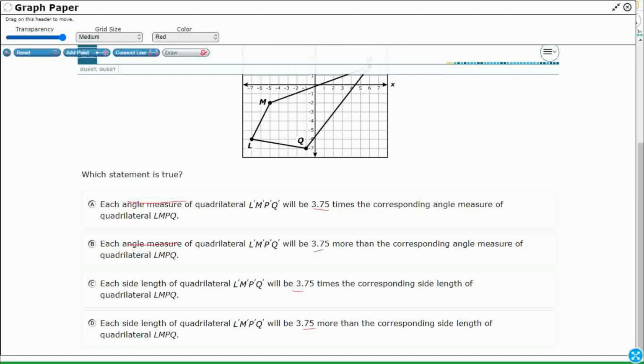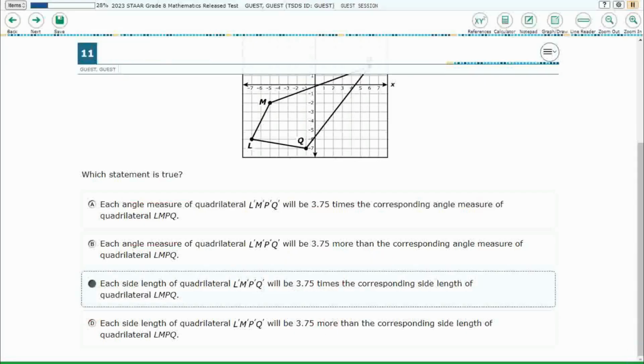But take a look at this. 3.75 times, that's what I did, versus 3.75 more. That means it's going to be x plus 3.75 and then y plus 3.75. That's what that 3.75 more means. And that's not what we're looking for. We're wanting to multiply it, right? It's 3.75 times x, 3.75 times y, which is the rule they gave us at the very top. That's what that C is. So C is our correct answer, but let's see how we did across the state of Texas.